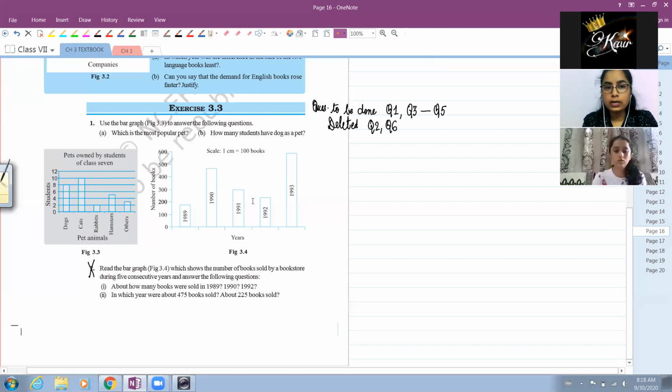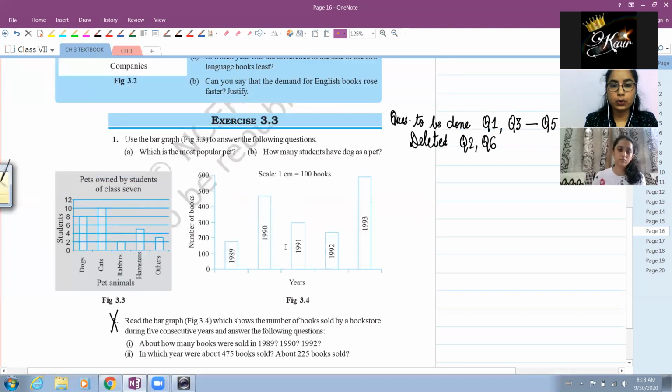So question number 1. Use the bar graph given in figure 3.3 to answer the following questions. There are some questions given here, along with a graph. Now you can see below question number 1 there are two graphs, but we will be focusing on the one given on the left side, figure 3.3. The name of the figure is given here, so that's what you have to look for on the left side. You will be looking at this figure with question number 1.